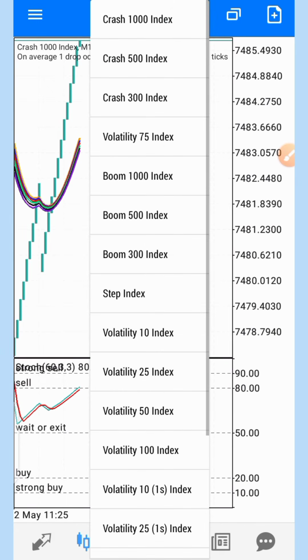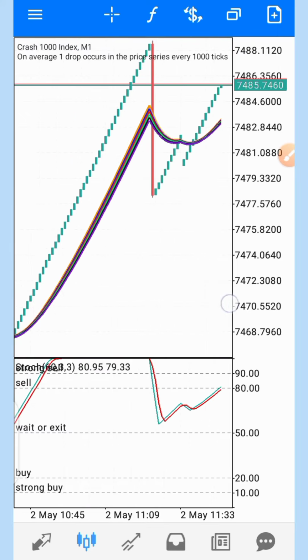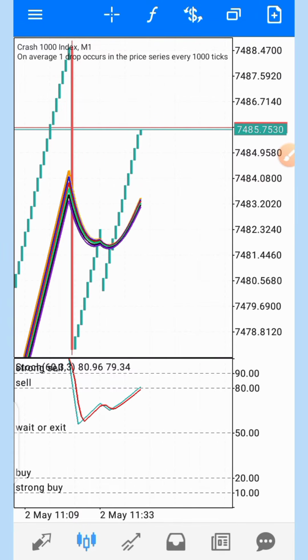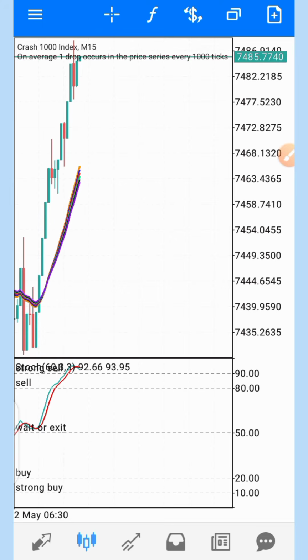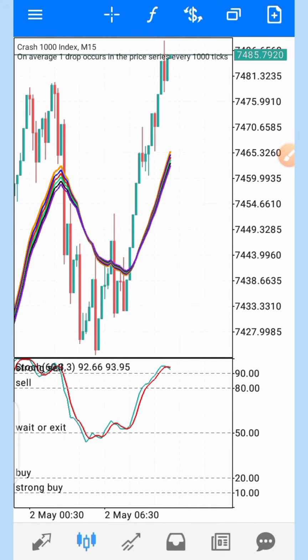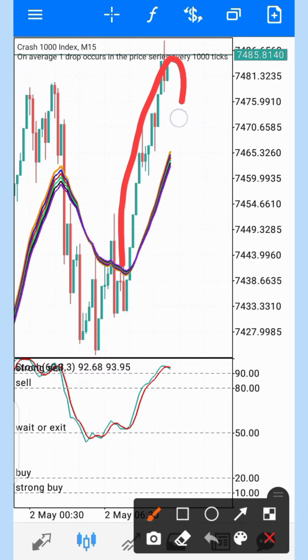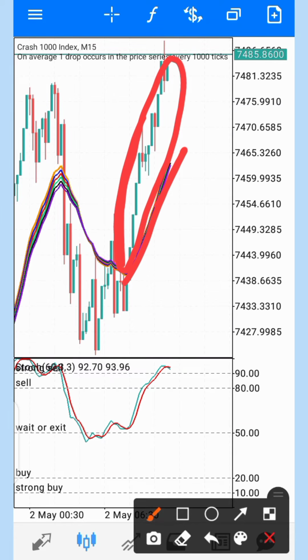Let's check boom. Okay, I think we just leave boom. So let's check crash. So now this is crash 1000. Let's check the general trend. You can see the general trend is uptrend. The candle is above this moving average, which means the market is buying.